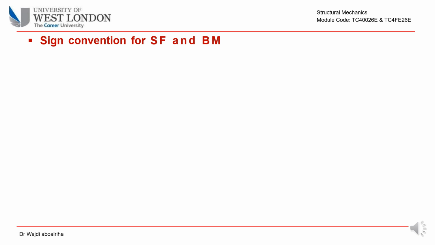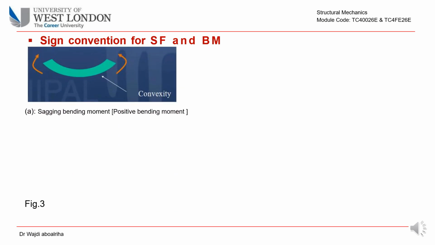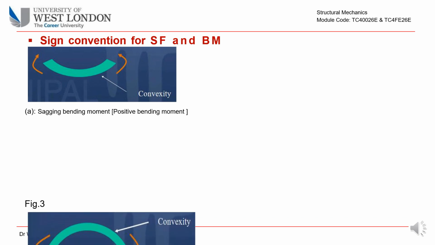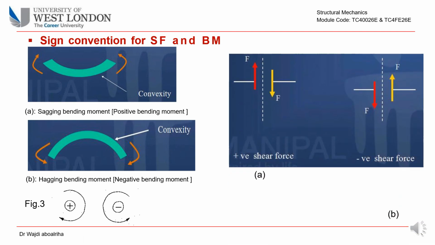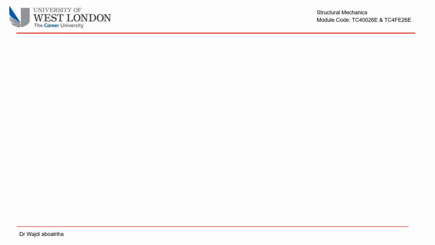Sign convention for shear force and bending moment. Sagging bending moment is assumed to be positive. Hogging bending moment is assumed to be negative. Moment clockwise is assumed to be positive. Moment anti-clockwise is assumed to be negative. For shear force, the force direction upwards is assumed to be positive. The force direction downwards is assumed to be negative.